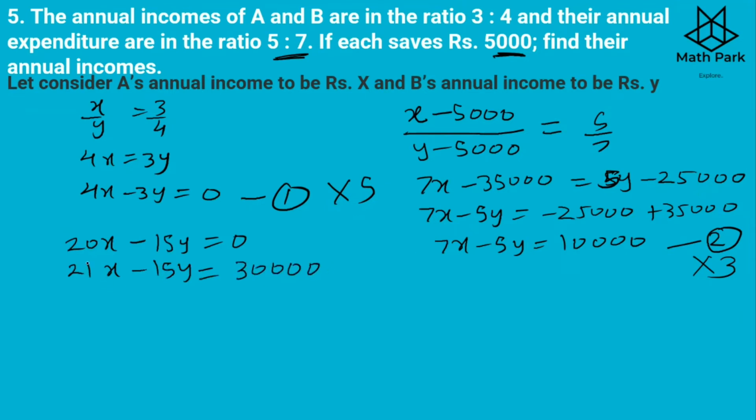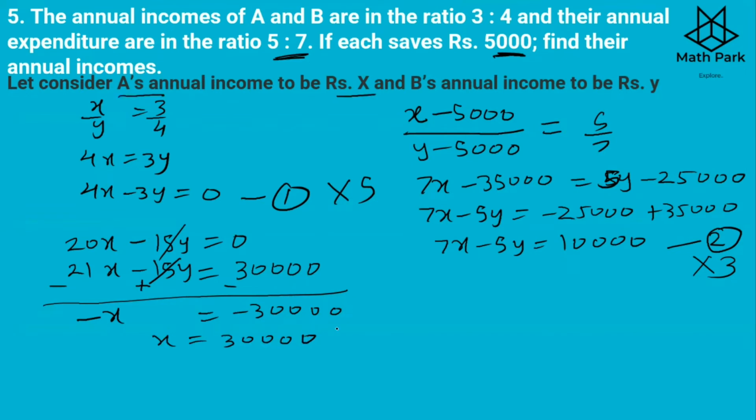Got it? Now, the coefficient of y is the same, and the signs are also the same. We need to subtract them. So we'll have to change the signs of the second equation. Minus 15y plus 15y is 0. 20 minus 21, we get minus x is equal to minus 30,000. Or you get x is equal to 30,000. So we got the income of A. A's income is x. So we got A's income as 30,000.